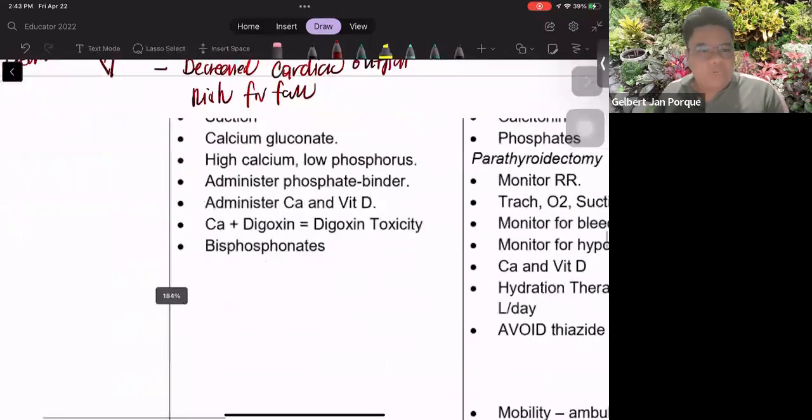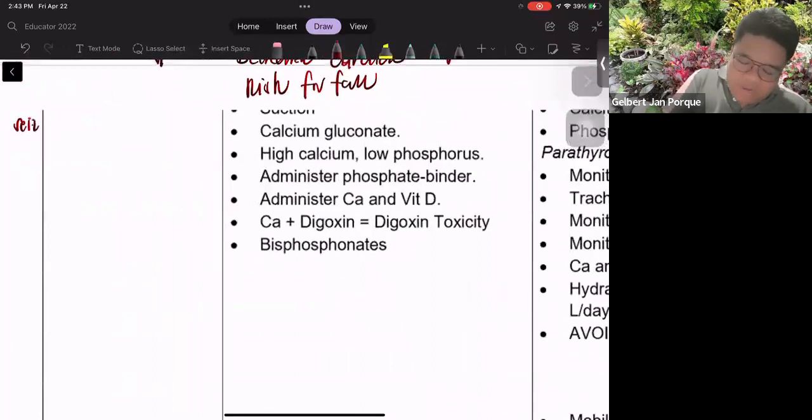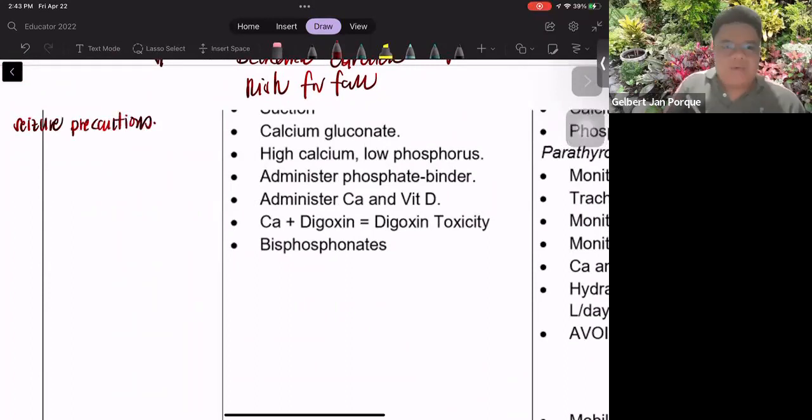Now, as nurses, what do we need to prepare? We need to have seizure precautions. Now, guys, let's talk about seizure precautions. When I say seizure precautions, what do I need to have on standby at the bedside? What do we do for seizure precautions? What are the things that we need to stand by at the bedside?